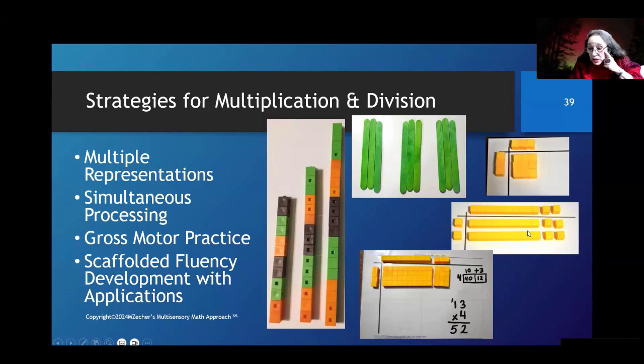Here we're doing 2-digit multiplication. 2 groups of 12 makes 2 groups of the 10 for one partial product and 2 groups of the 2 for the second partial product. In the 4th grade and up, we move that also to the area model or box model of multiplication.